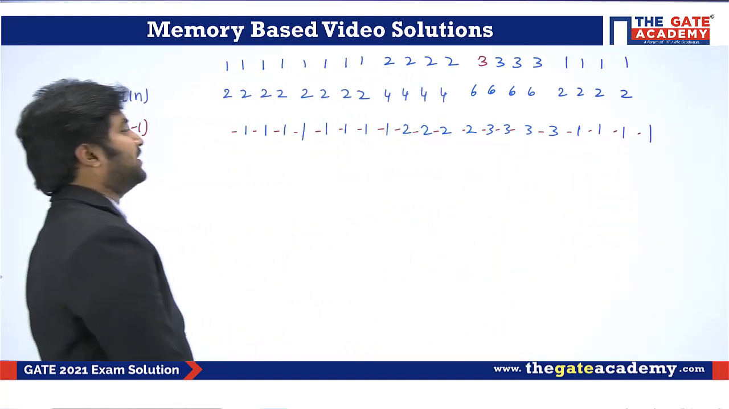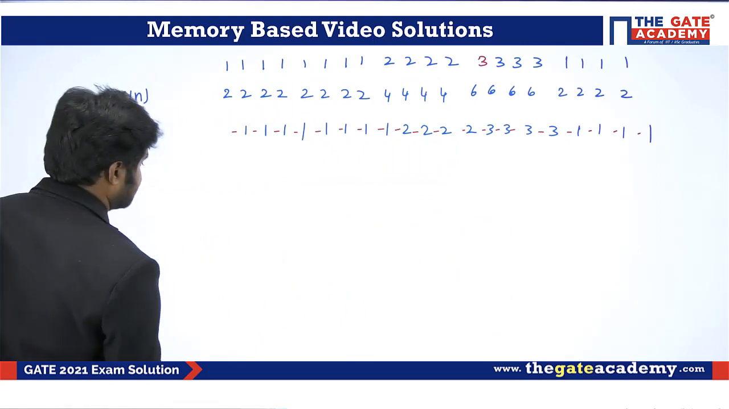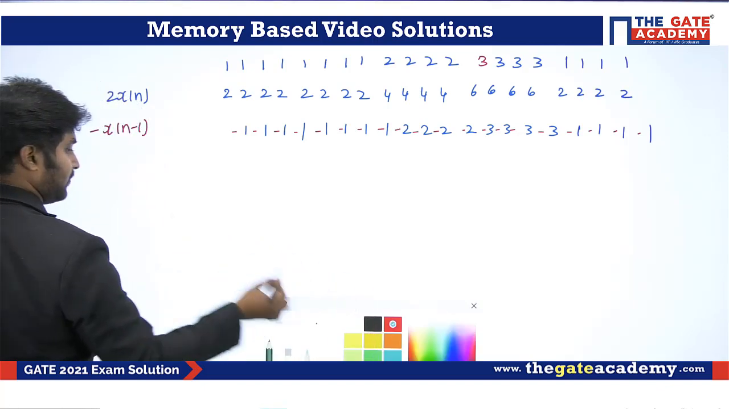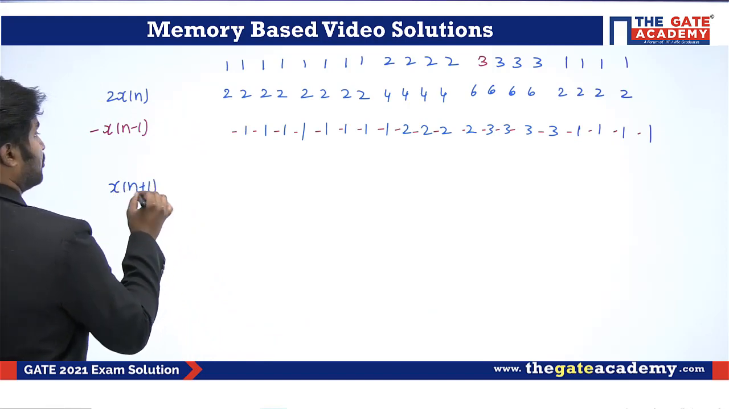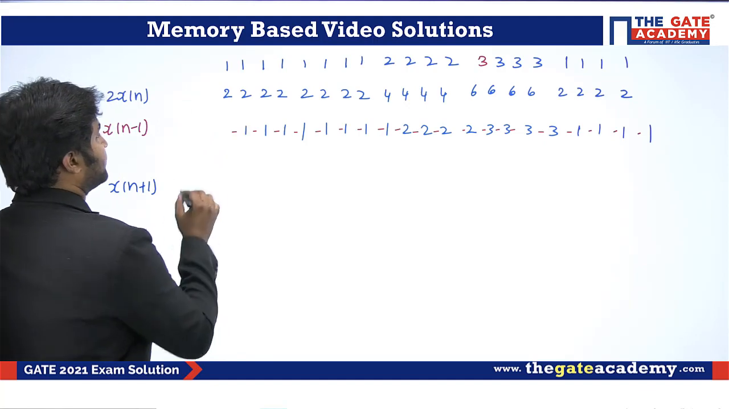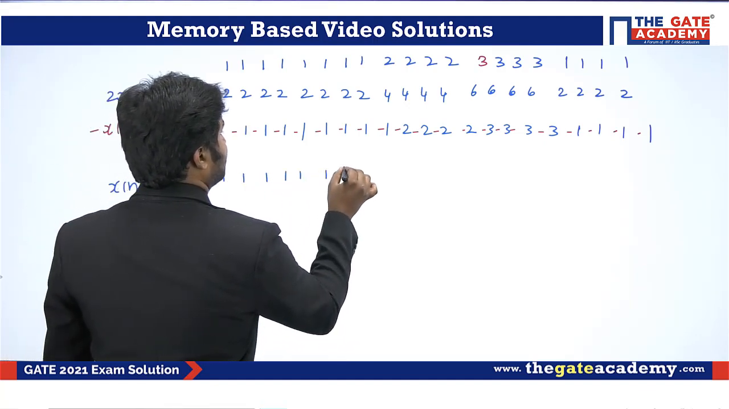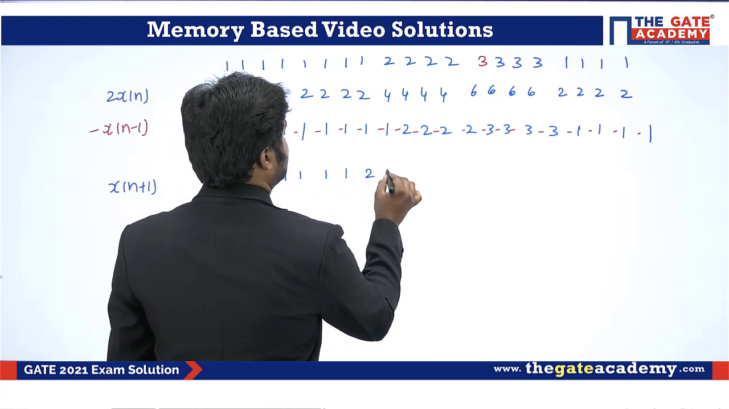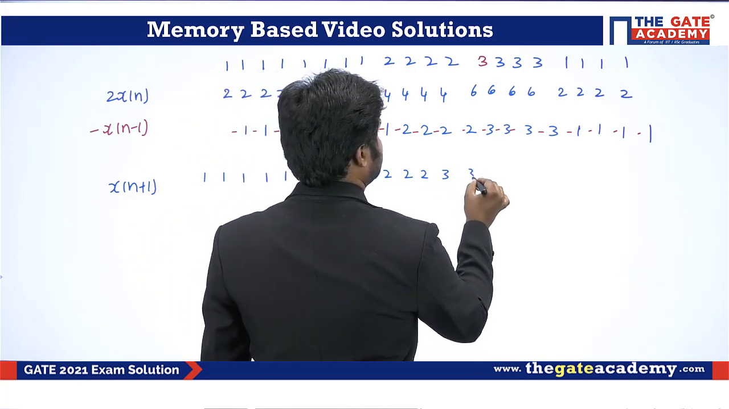Just multiply with minus, and then you have x of n plus 1, my dear students. How is x of n plus 1 obtained? It is just going to be the advancing. Here it is like 1, 1, 1, 1, 1, 1, 1, 1, and then you have 2, 2, 2, 2, and then you have 3, 3, 3.